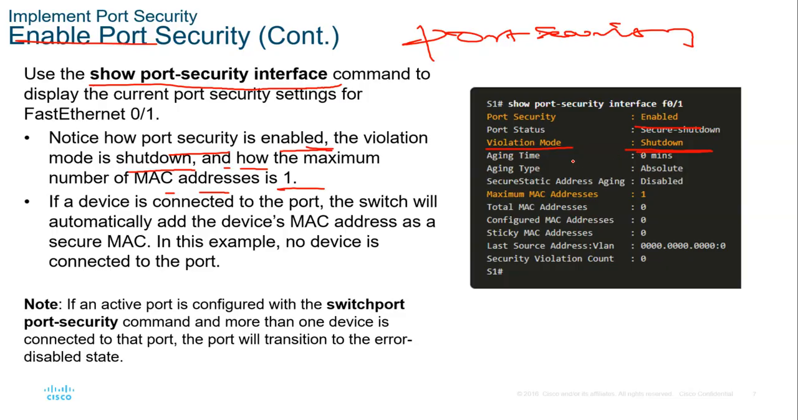Once the port action is violated, automatically it's going to be put in shutdown mode. And the maximum number of MAC addresses allowed on that port is 1, just as you see after enabling port security. Note, if an active port is configured with the switchport port-security command and more than one device is connected to the port, the port will transition to the err-disabled state. Every time the violation action is shutdown and the maximum number of MAC addresses is violated, the port automatically transitions to what we call the err-disabled state.